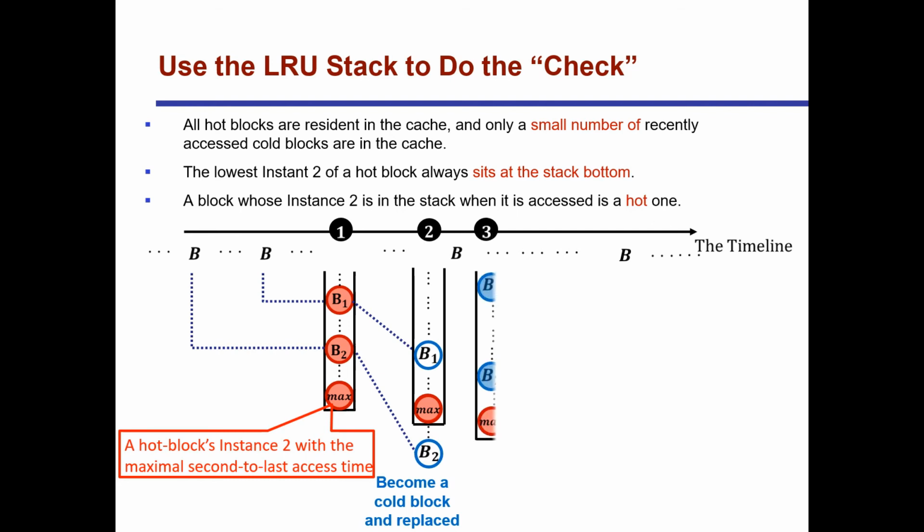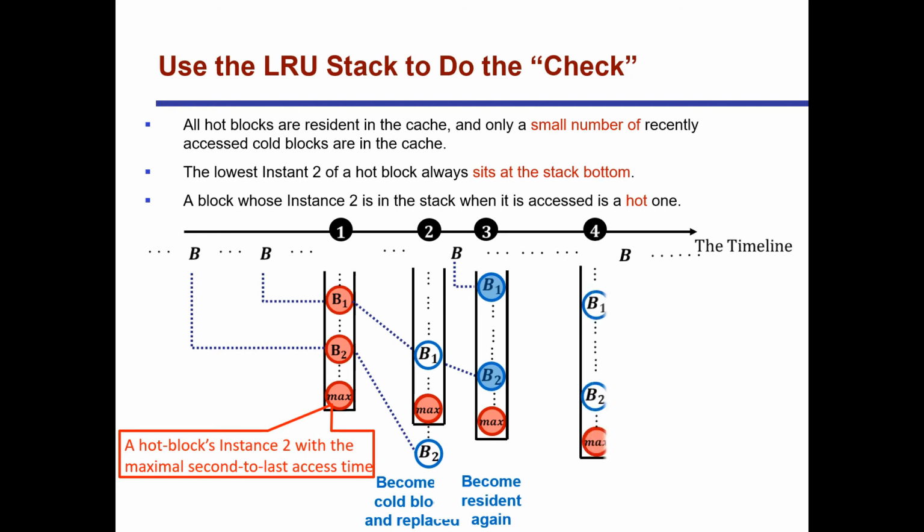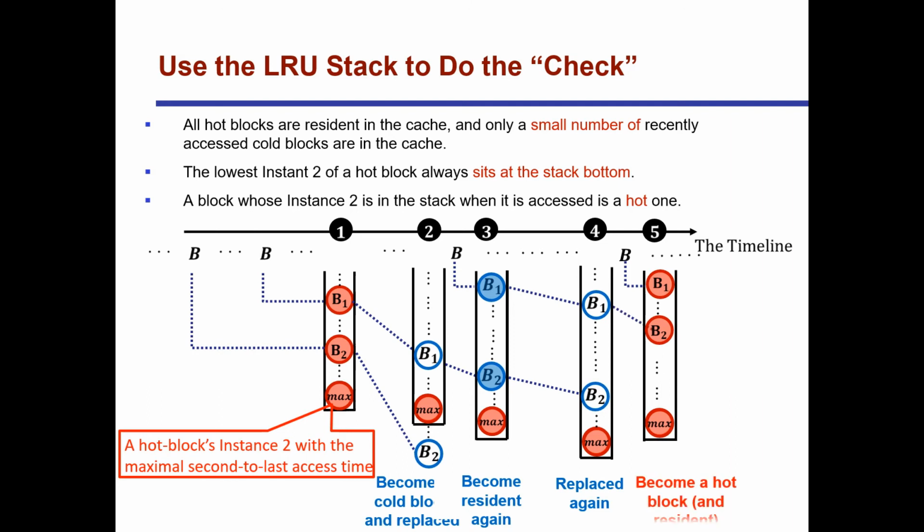And if this block is accessed again and becomes resident again, it's still a cold block because at the time it is accessed, its B2 is not in the stack. After some time, this block is replaced because it is a cold block. And if this block is accessed again, this block becomes a hot block. The reason is at the time it is accessed, its B2 is in the stack. So it actually produces a smaller locality measure and is promoted.